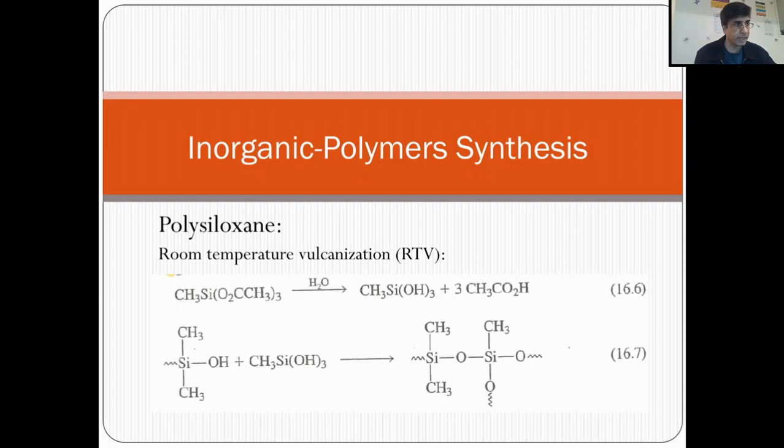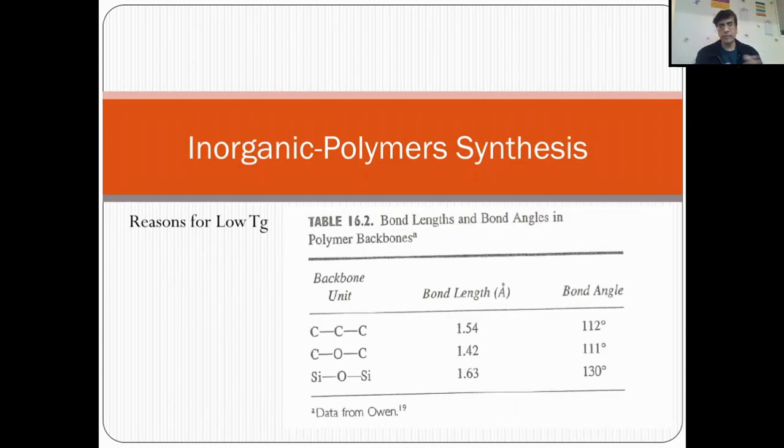This is the way I can ask, but most likely in the assignment this could be asked to show how to do this one. Okay, and this is called room temperature vulcanization. Now something about the glass transition temperature. G stands for glass and T is for temperature, glass transition temperature.